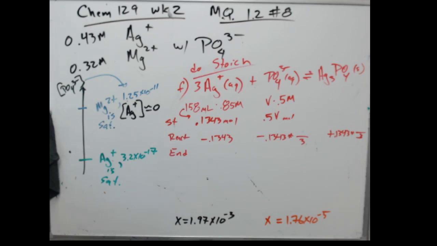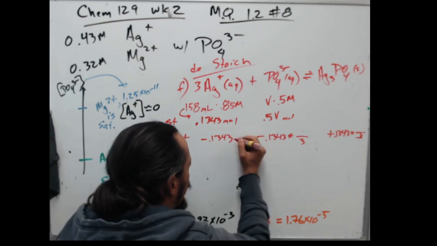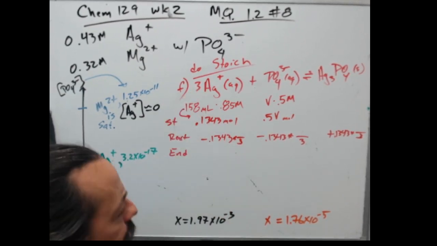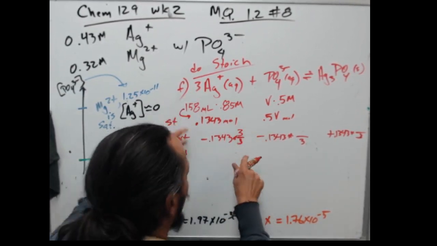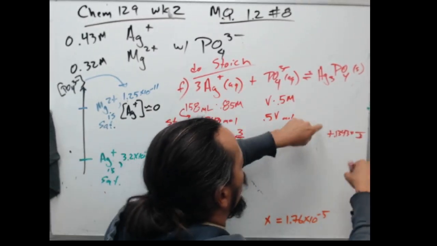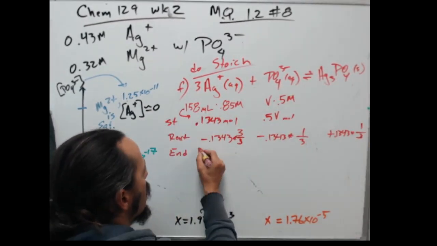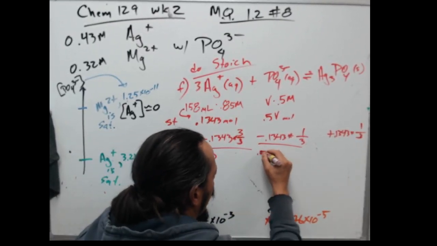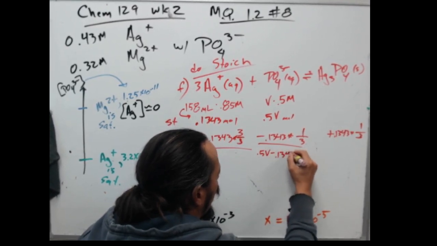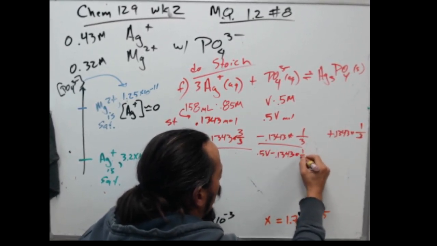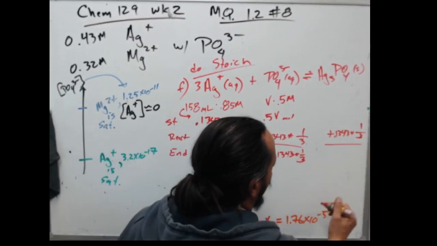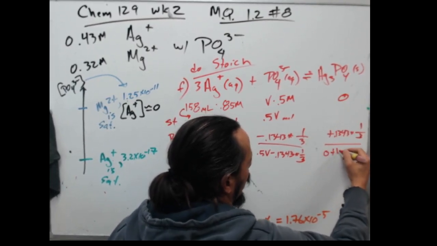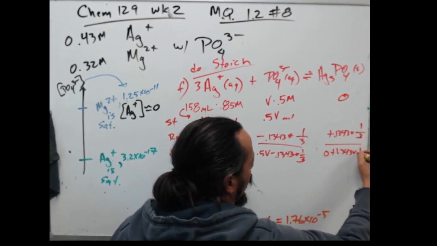Yep, that's good. Okay. Now, the coefficient on the bottom of every mole ratio is 3, because that's the coefficient of the limiting reactant. The coefficient on top is which thing we're looking at. So for silver, it's 3. For phosphate, it's 1. For silver phosphate, it's 1. This thing goes to 0. This thing, 0.5V minus 0.1343 times 1/3. And 0 plus 0.1343 times 1/3.